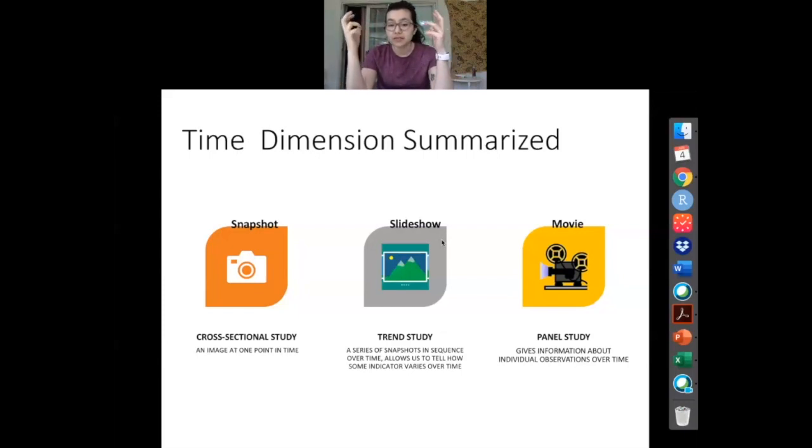Movie is the panel study. So we're watching individual people and seeing them throughout time. It's like we have a video camera watching that specific person or tapping into that specific person every year. They sort of do a follow-up interview, right? So it's like we're identifying characters. Our characters are the people that we've sampled, and as we follow them, it's like we're developing a film of them.